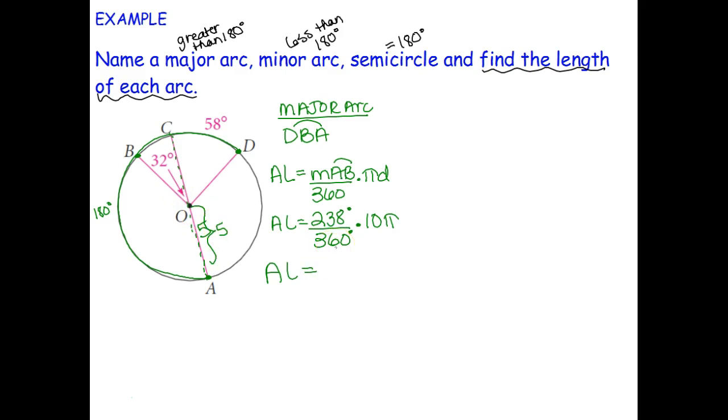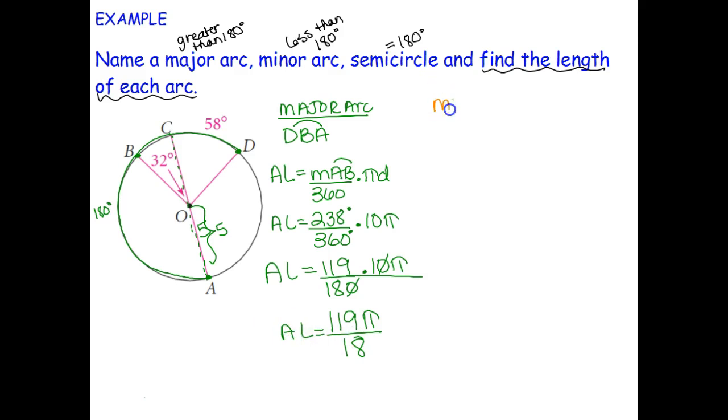238 over 360, so if we take 238 divided by 2, we get 119 over 180, and I don't think that that can be simplified any farther, so 10 pi. And I know that since this has a 0 and this has a 0, I can cross that off, so really it's 119 pi over 18 would be the arc length for that major arc.